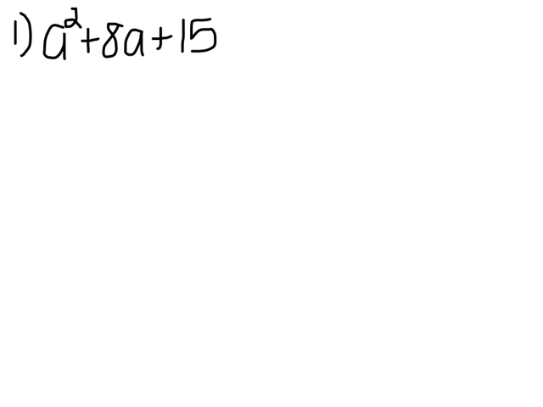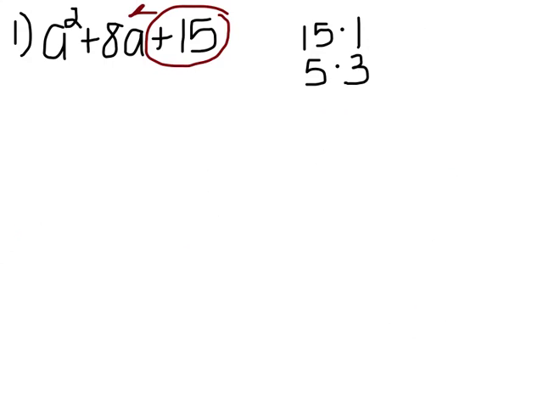In example 2, we need to look at the factors of 15 that add to a positive 8. So the factors of 15 are 15 and 1, or 3 and 5. We're looking for the factors that add, because we have a positive 15 here, to our middle term of 8. So 15 plus 1 is 16, 5 plus 3 is 8. So these are the factors that we need.